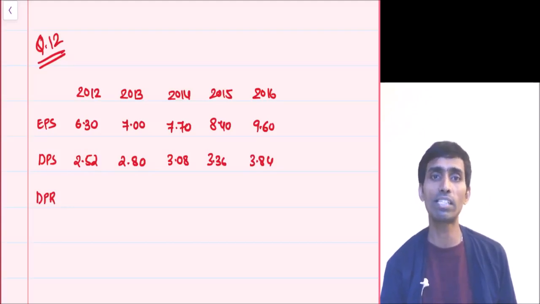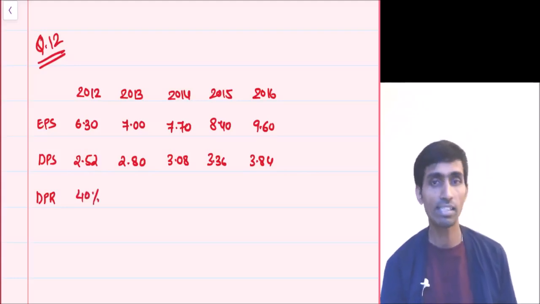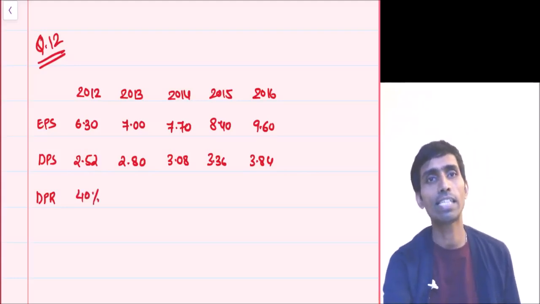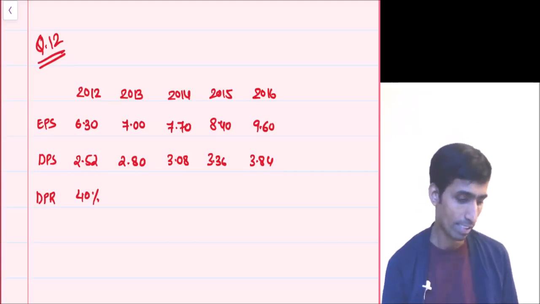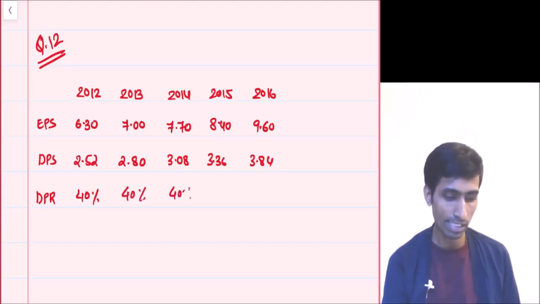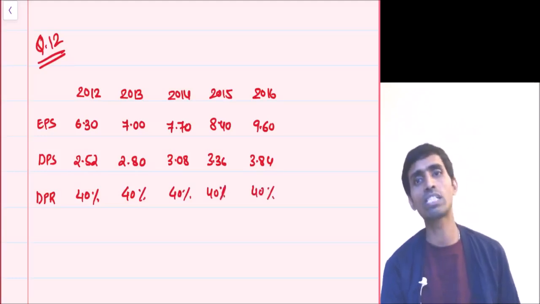2.52 divided by 6.30, how much is it? 40%. Check the next one. So all this, if you check, this is 40%, this is also 40%, this is also 40%. Till 2016 it is 40%.